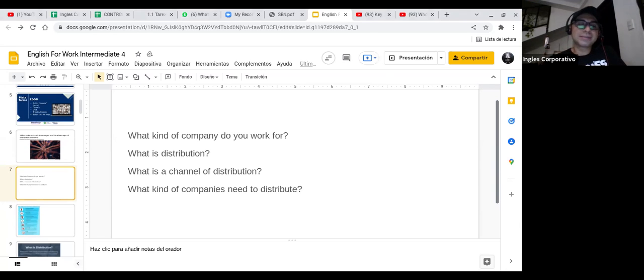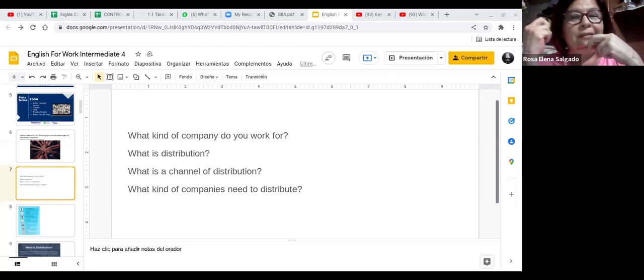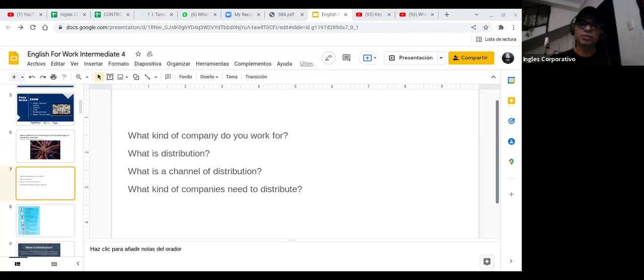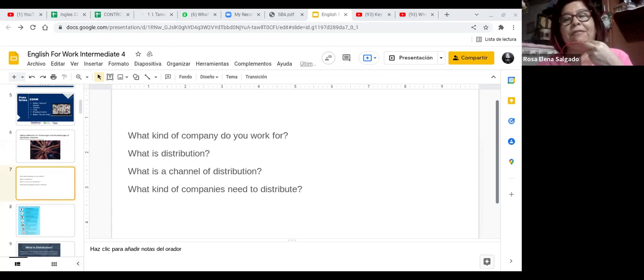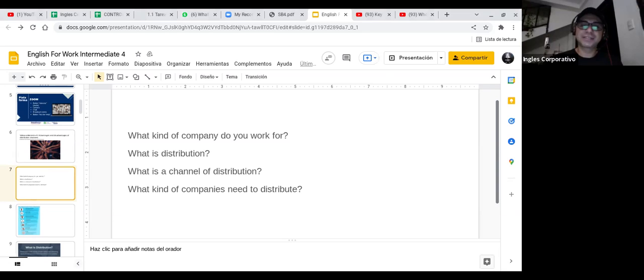Perfect. So if we know that distribution is to take something from point A to point B, what is a channel of distribution? The channel of distribution is like a chain. Like a chain business or intermediate that puts the product to the final client, I think. Very good. Yes. Perfect.